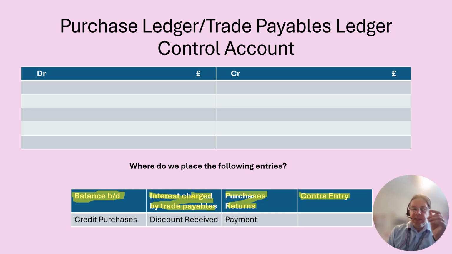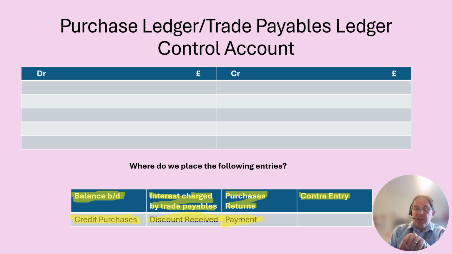Contra entry: this is where we owe money to a supplier but they owe money to us, so we just cancel it out. There's no money changing hands, so it reduces the amount we owe them, and that goes on the debit side. Credit purchases, remember, are not cash purchases, only things we bought on credit, so they increase the amount we owe and go on the credit side. Discounts received, for paying them quickly, mean we don't have to pay as much, so that goes on the debit side because it reduces the amount we owe. The same goes for payments, as we paid off some of our debt, so they go on the debit side.